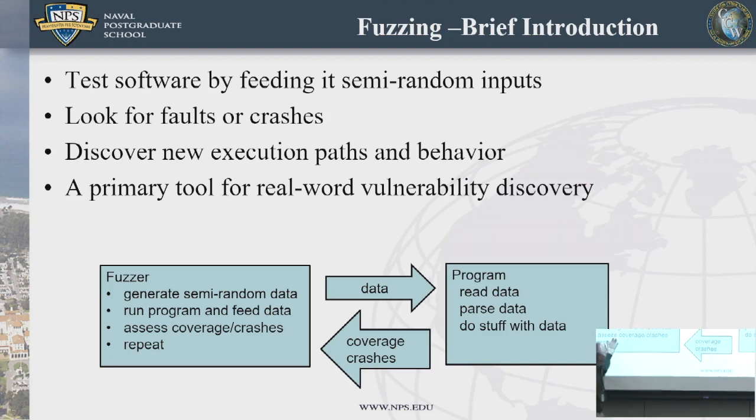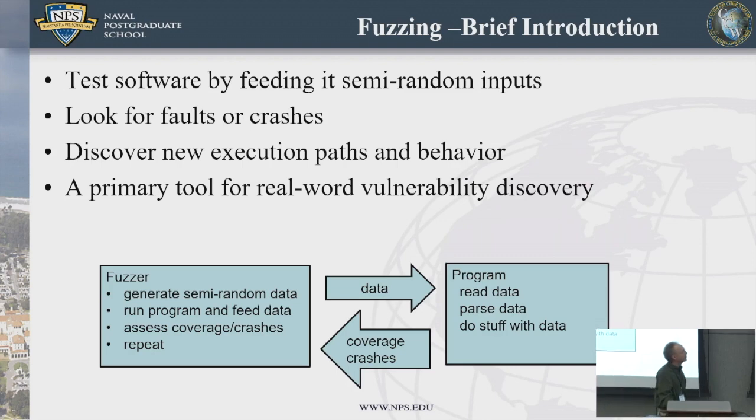So what the fuzzer does is it generates some random data, sends it to the program, and instruments the program so it knows what it's executing and knows if it crashes. It takes that coverage data and crashes back, figures out what it's going to do the next time, and it just iterates through that thousands of times a minute or as fast as it can. And again, what it's looking for is vulnerabilities, and this is the primary way that vulnerabilities are found in the real world.